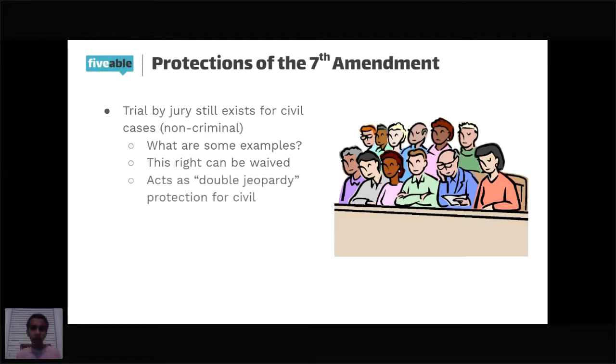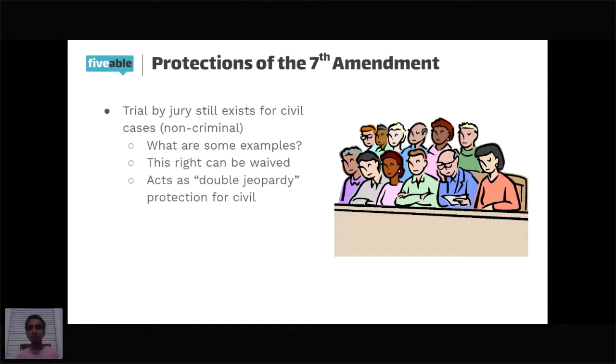And like I said, it acts as a double jeopardy protection for the civil cases. We know that the 5th Amendment is associated with the protections for double jeopardy for criminal cases. The 7th is for civil cases. Really, the 7th Amendment, all of it is about civil cases, and that's really all there is to it. Just know that it deals with civil cases.